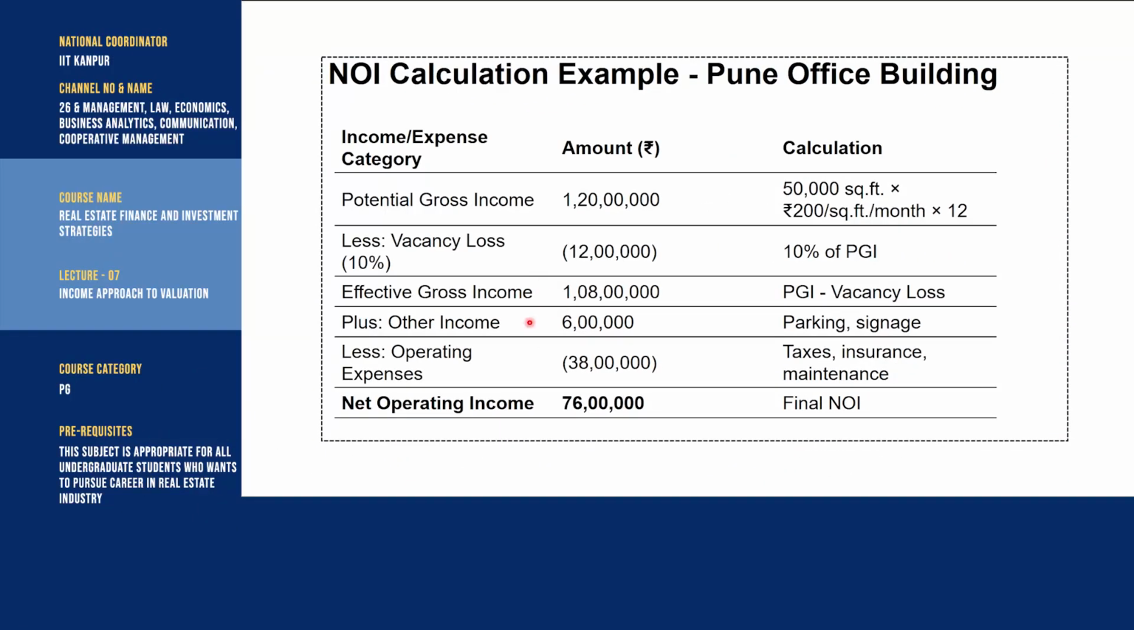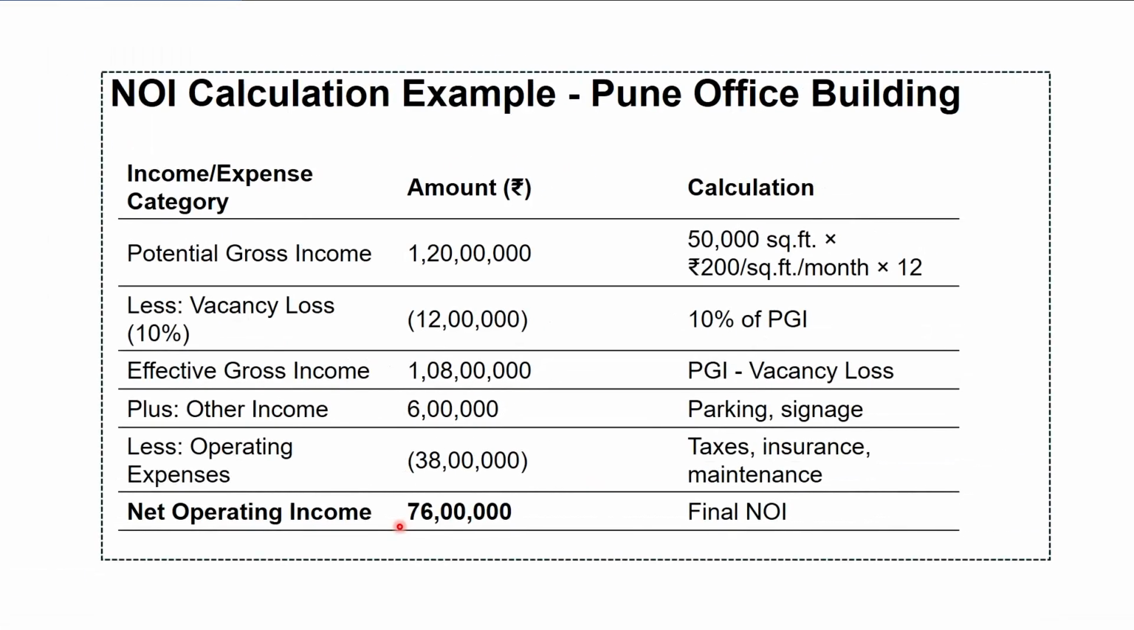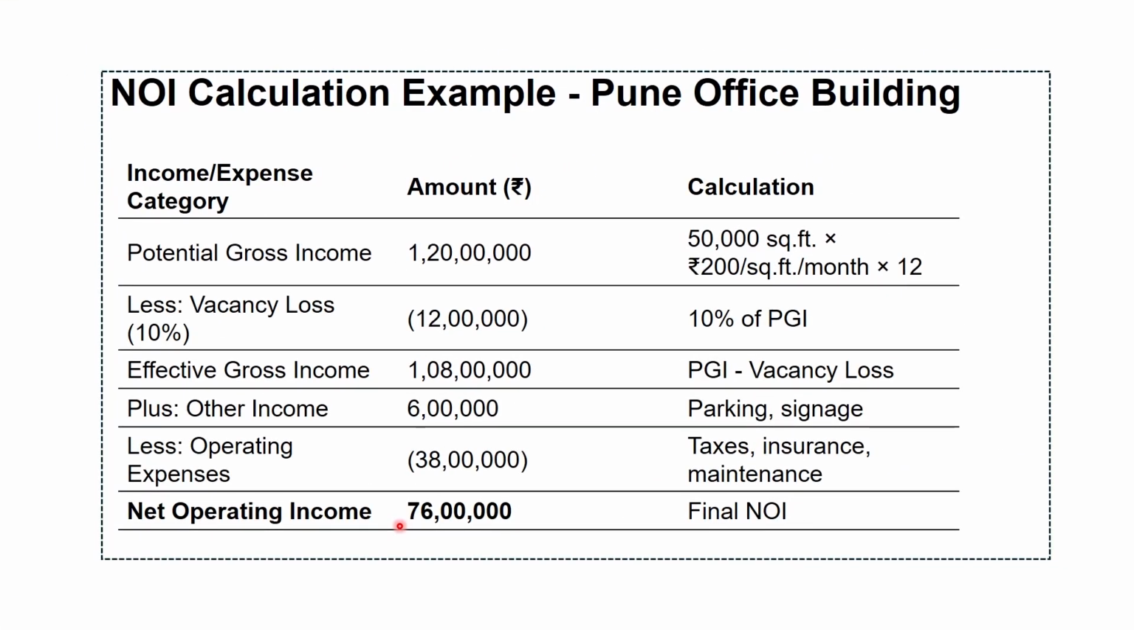Finally, we subtract operating expenses of 38 lakhs. This includes property taxes, which can be significant in major cities, insurance, common area utilities, securities, housekeeping, maintenance, property management fees, and reserve for capital improvements. Our final NOI is 76 lakhs. This is the annual cash flow the property generates regardless of how it's financed. This is what we use in our capitalization formula.